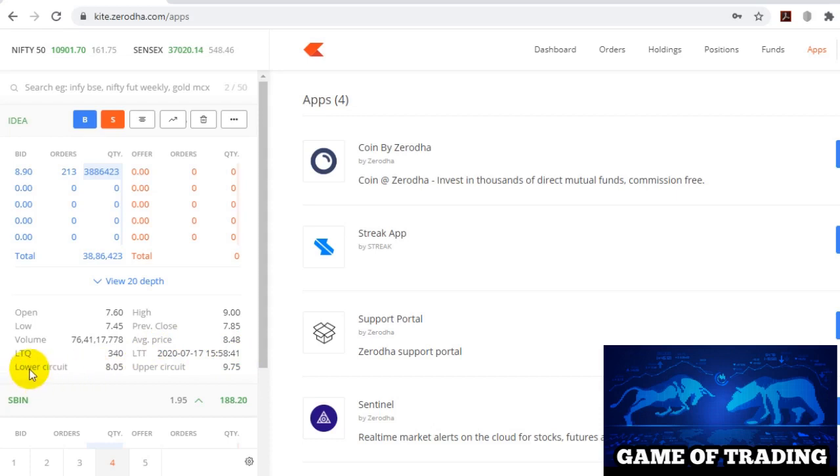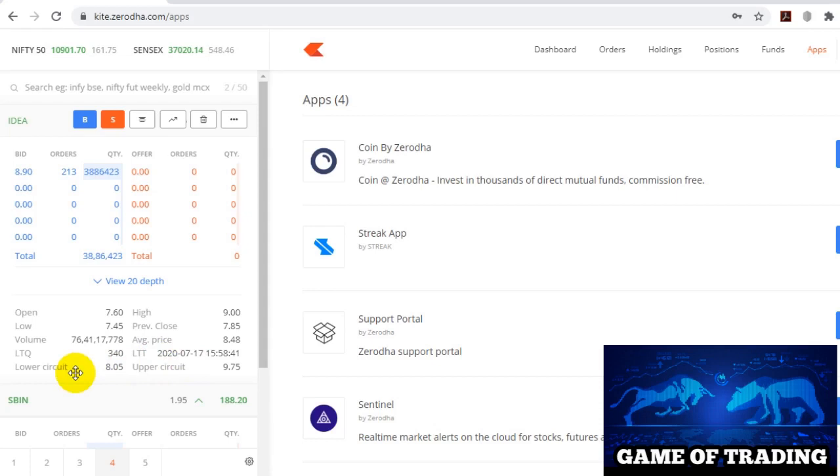Let's come to the last traded quantity. This is the most recently traded quantity, which was 340, and this is the last traded time actually.